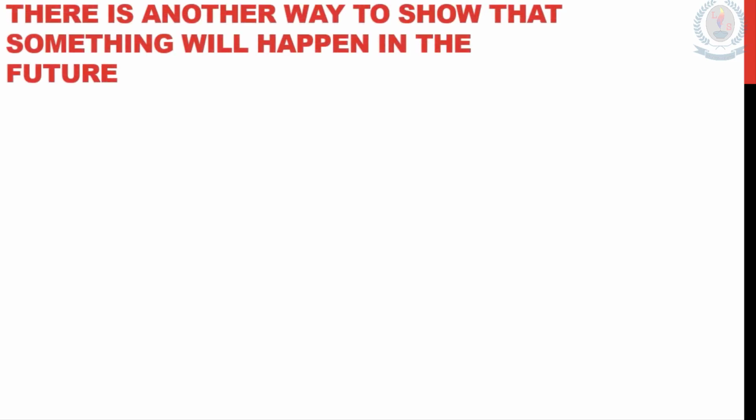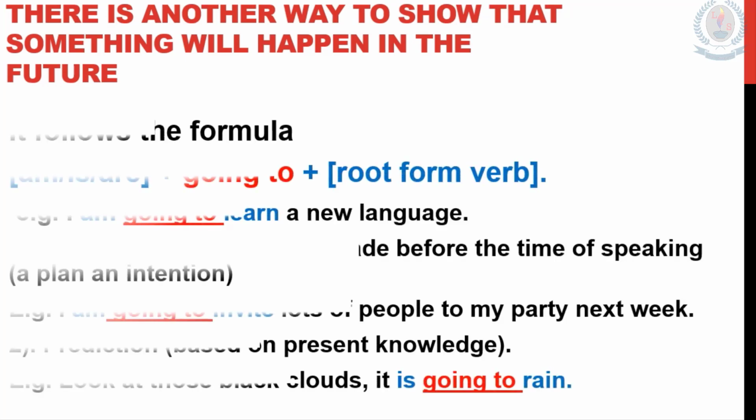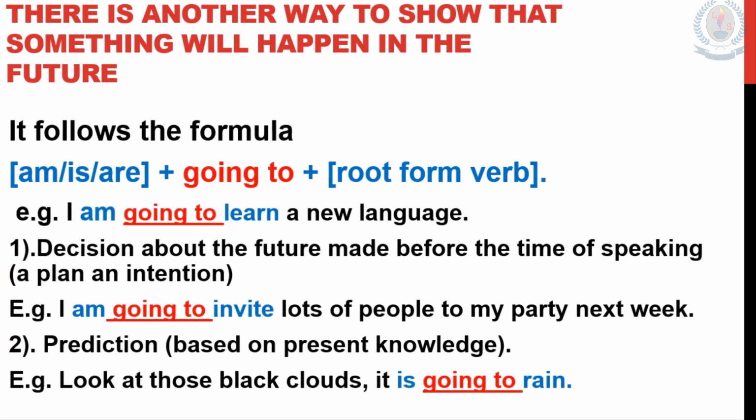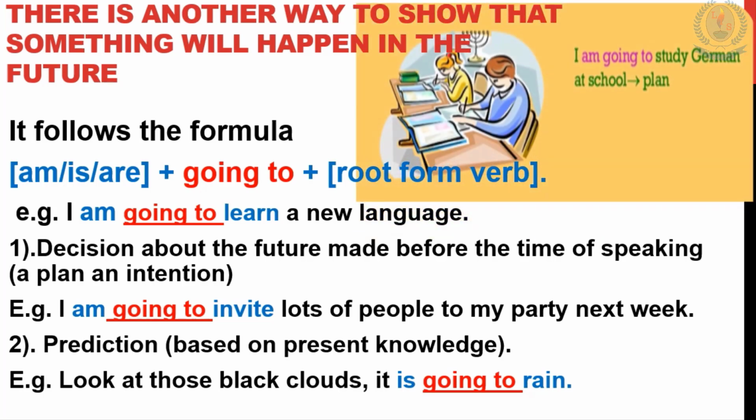So, there is another way to show that something will happen in the future. Let's see it. It follows the formula am, is, are, going to, plus the root form of the verb. I am going to learn a new language, but I did not learn yet. So, it is a decision about the future made before the time of speaking, a plan and intention. I am going to invite lots of people to my party next week.